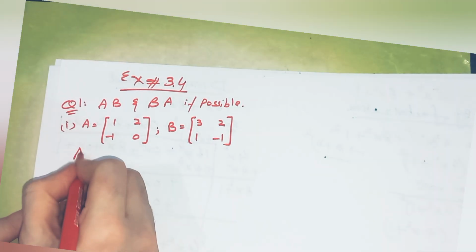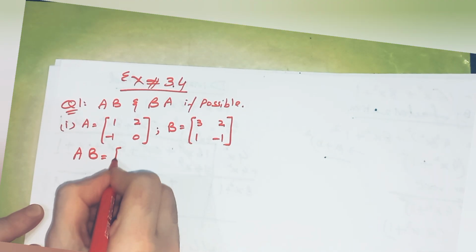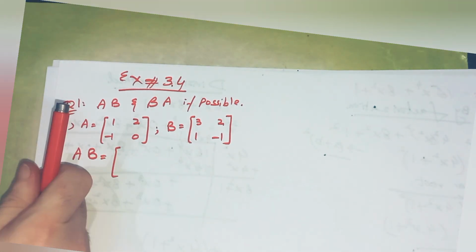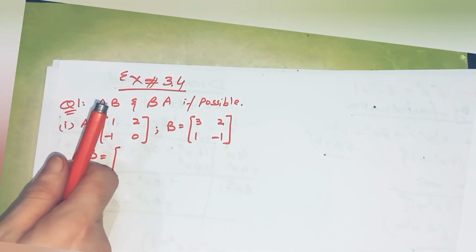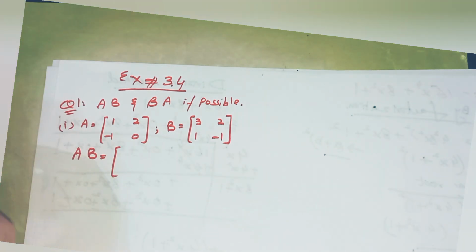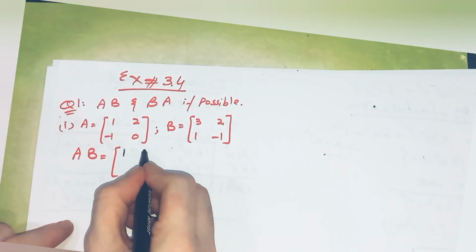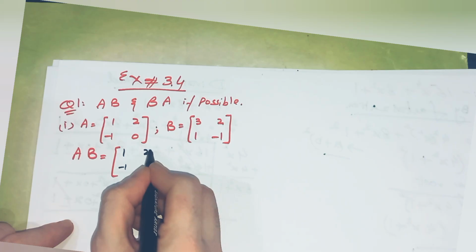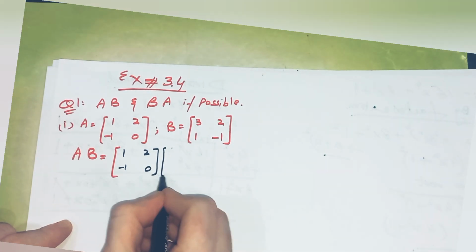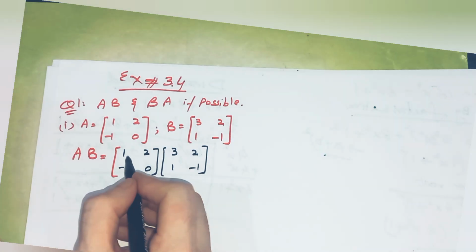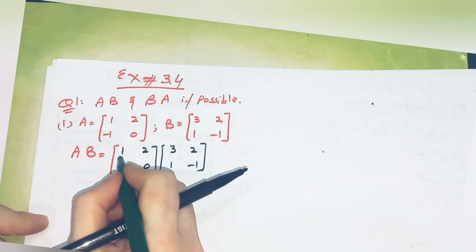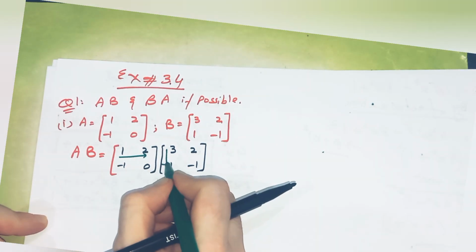Okay, firstly we multiply A and B. So we write here the matrix AB, that is 1, 2, -1 and 0, and the B matrix is 3, 2, 1, -1. We must multiply rows to column.